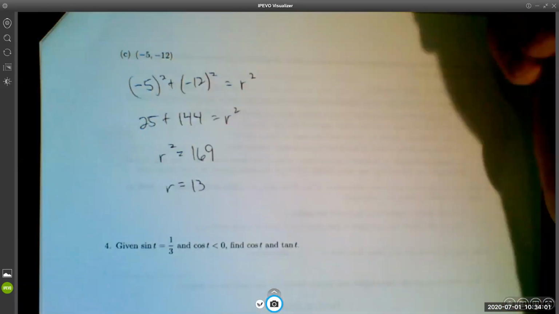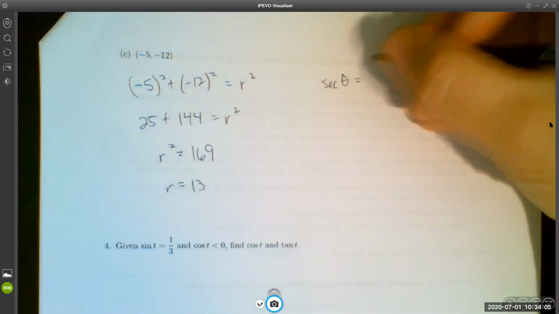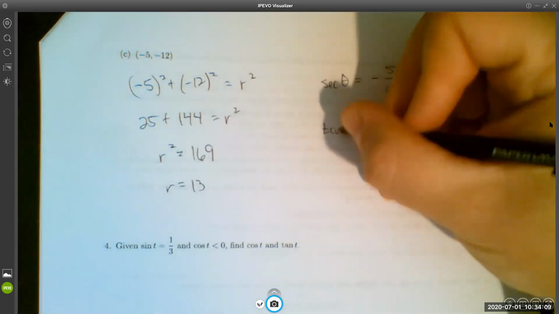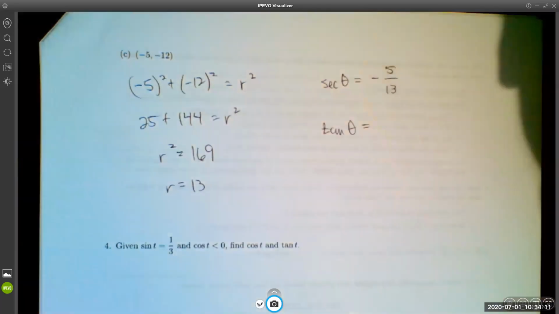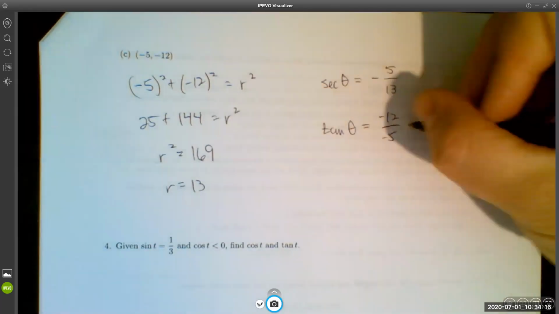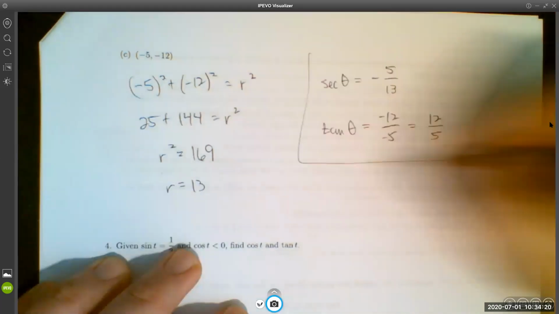Okay. So then we can get secant theta is x over r, and tangent theta is y over x. Well, so that's going to be a positive 12/5, right? So there we go.